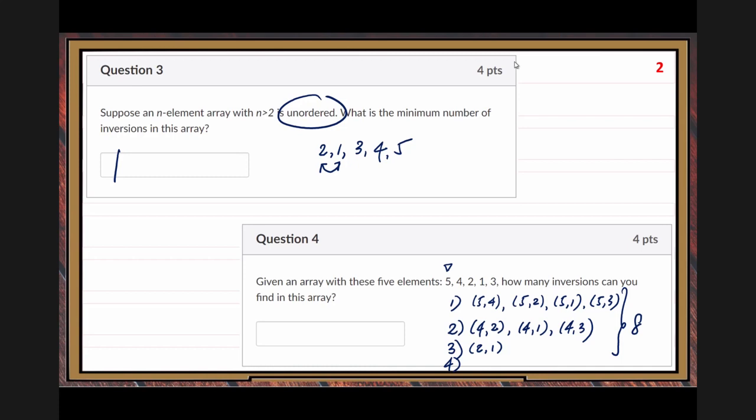How about that? This way, follow this order. Answer 8. Do not miss any, but do not count any inversion more than once. These 2 things.